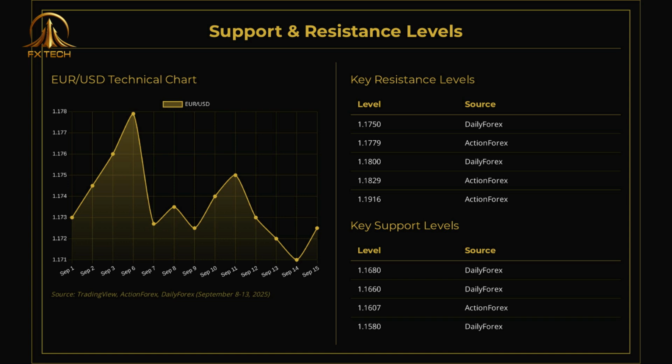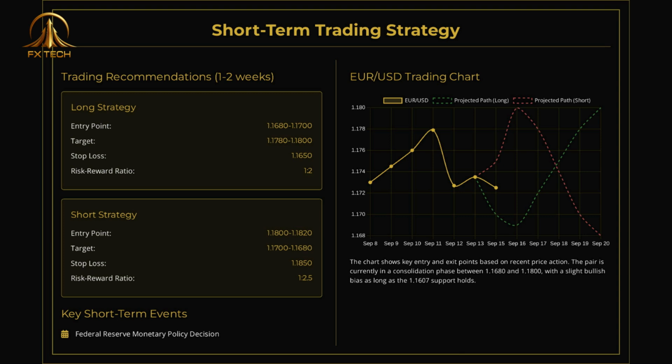On the other hand, the key support levels are 1.1680, 1.1660, and 1.1607. A break below these levels could indicate a bearish turn. Based on our analysis, we have developed a short-term trading strategy for the EUR/USD pair covering the next 1 to 2 weeks.